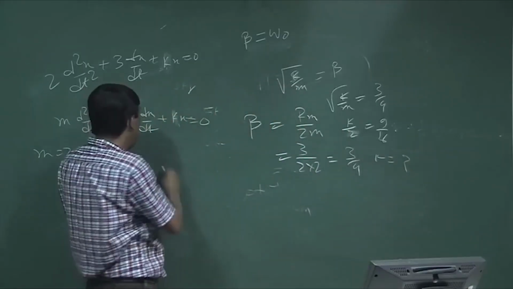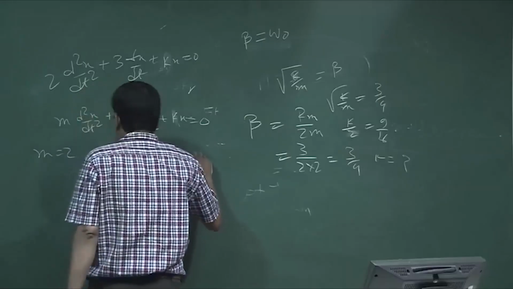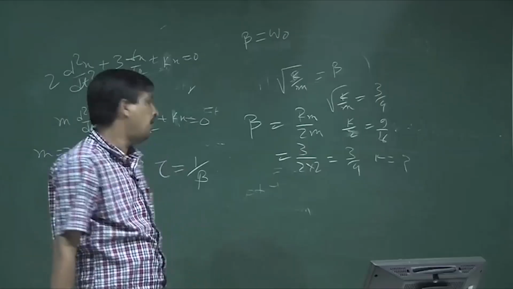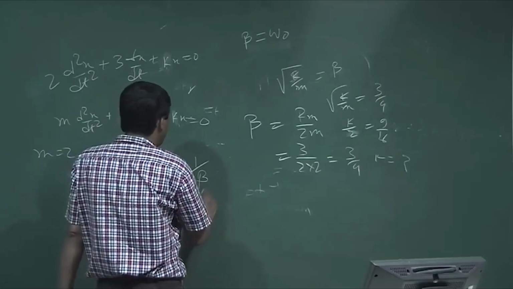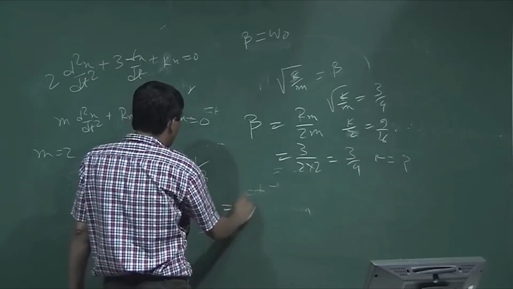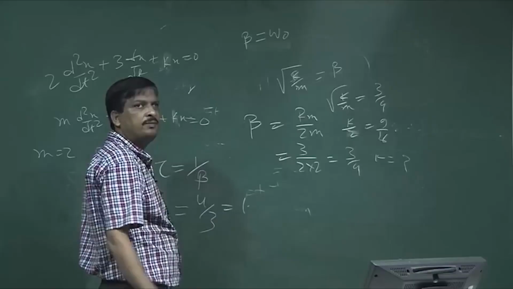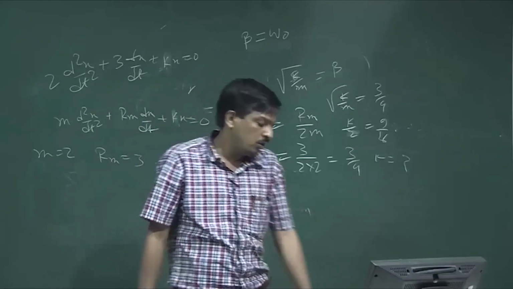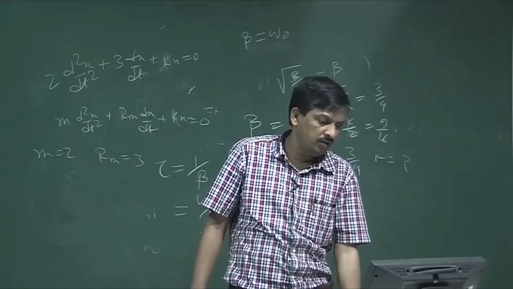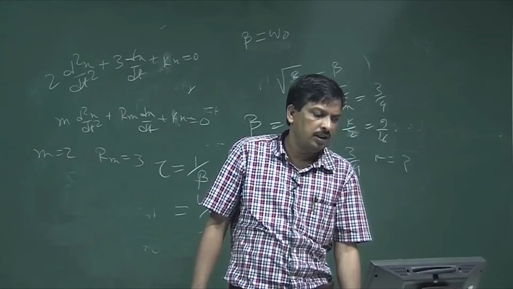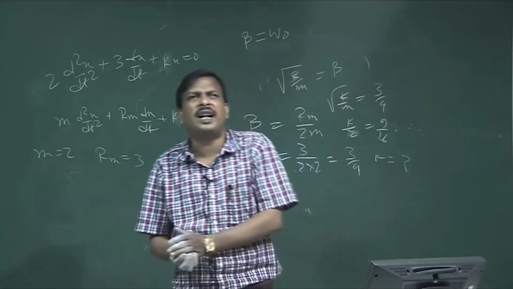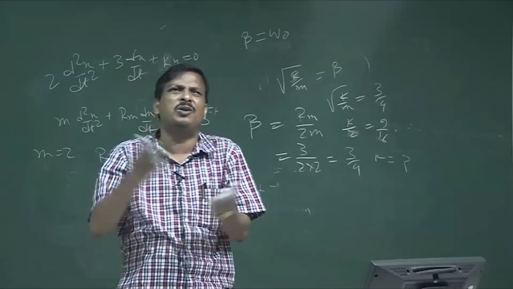Similarly, tau, what is tau? Tau is nothing but 1 by beta. Beta is 3 by 4, so tau is 4 by 3, so 1 point something second. Okay, so easily you can calculate. The tractor I have given, this is not yours. Any mechanical oscillation problem can be given, and you can do that.